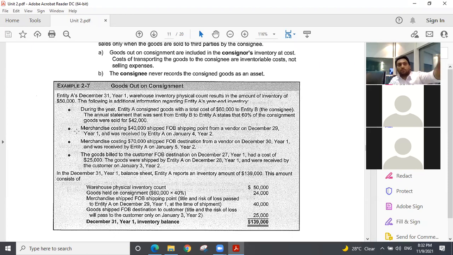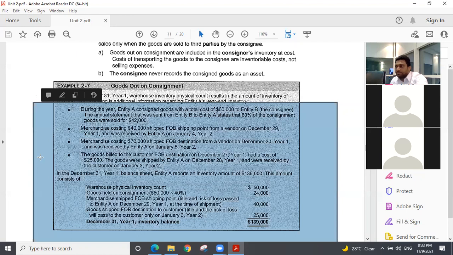So this 25,000 is the value of the goods. This 25,000 of goods is not with me, but it is in shipment. But the owner of the goods is still me. So I should add this 25,000 to the inventory which I have. So total 139,000 will be your inventory balance. Clear?